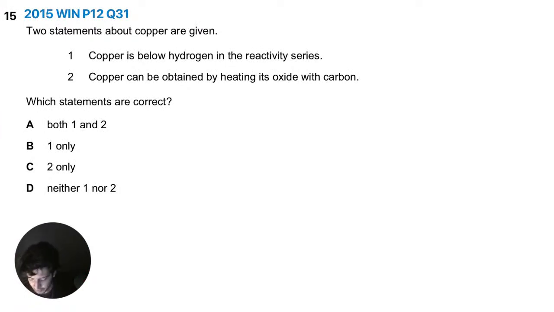Two statements, it's just a factual thing. Copper is below hydrogen in the reactivity series. Copper can be obtained by heating its oxide with carbon. What do you guys think?